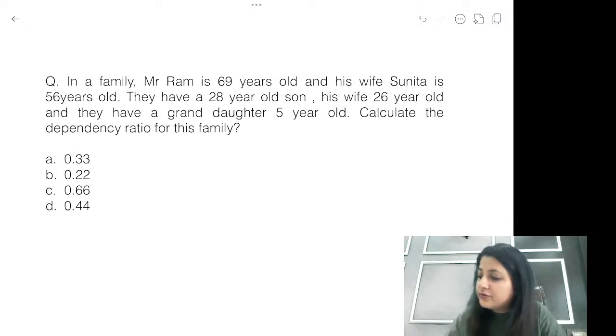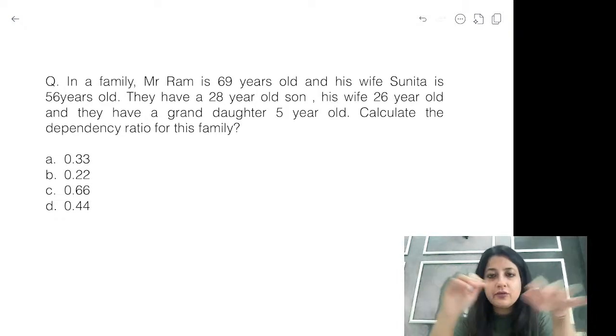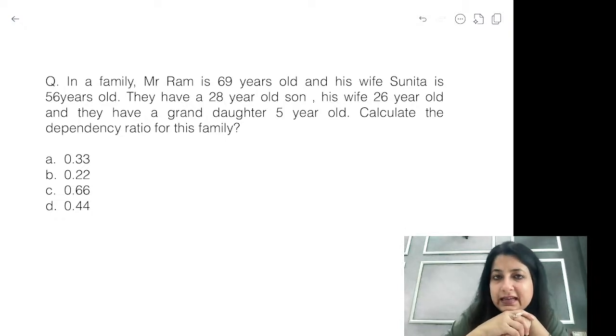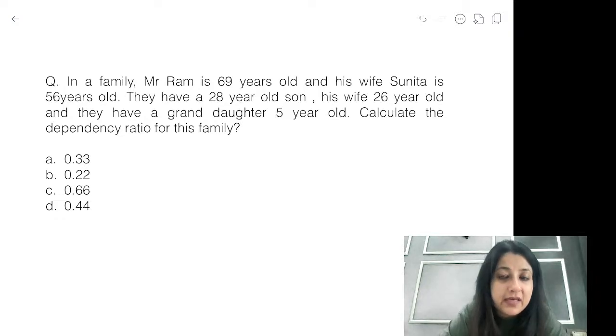Okay, let's see if you can do this one. Take your time, guys, and let's see if you can figure it out. This is a very important question of the day where I've asked you to calculate the dependency ratio. In a family, Mr. Ram is 69 years old and his wife Sunita is 56 years old. They have a 28-year-old son, his wife is 26 years old, and they have a 5-year-old granddaughter. Calculate the dependency ratio for the family.